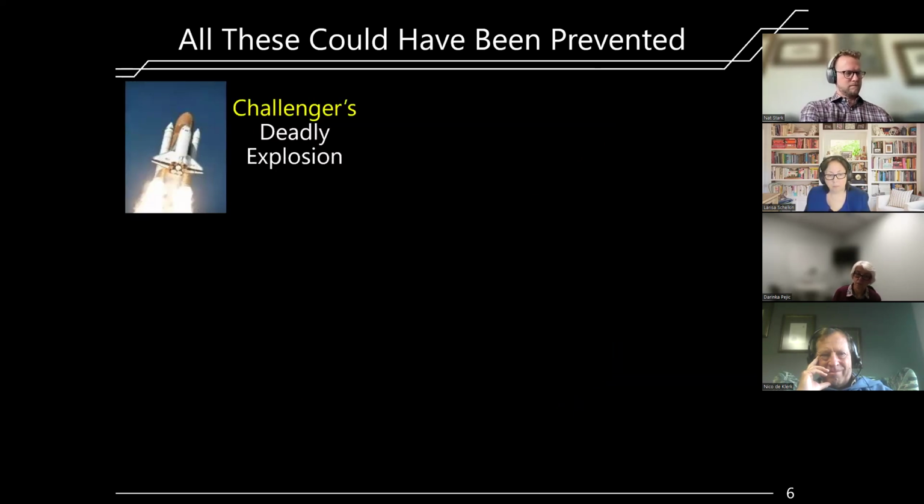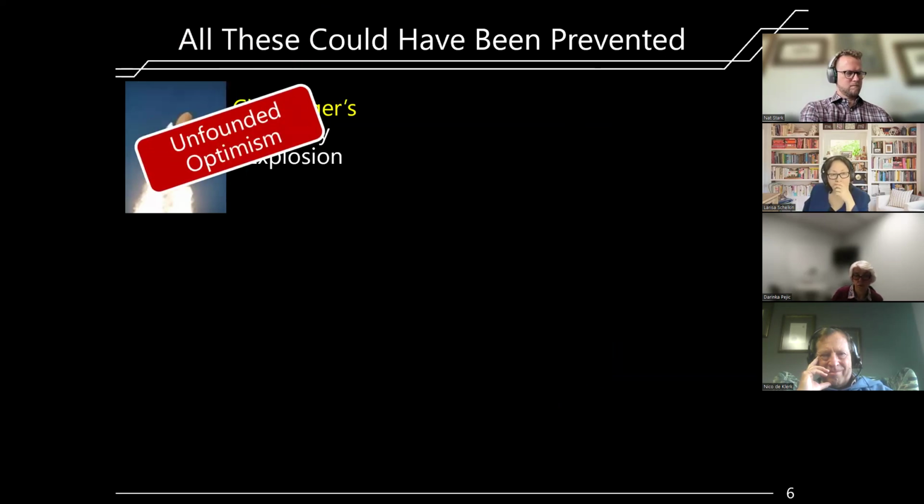I'm going to say something outrageous here, that all these could have been prevented. The Challenger deadly explosion, which came from unfounded optimism. Basically, I'm going to talk a little bit about this. After Apollo, NASA, of course, wanted to keep existing and had no moon mission, so they came up with the idea of a space shuttle going to a space station as a system.